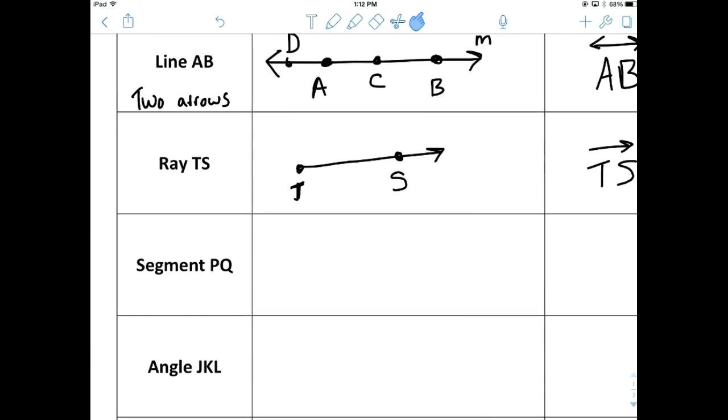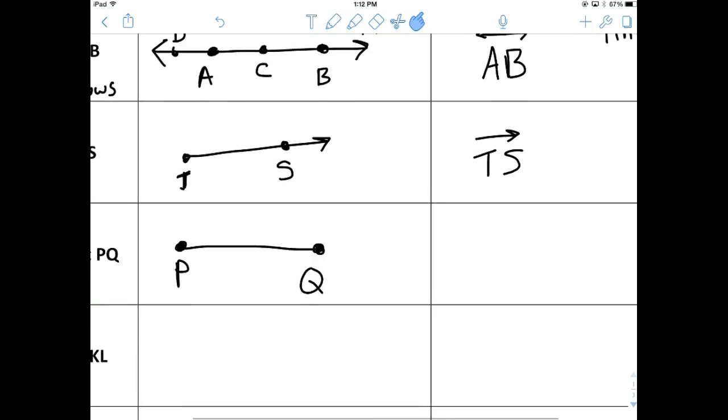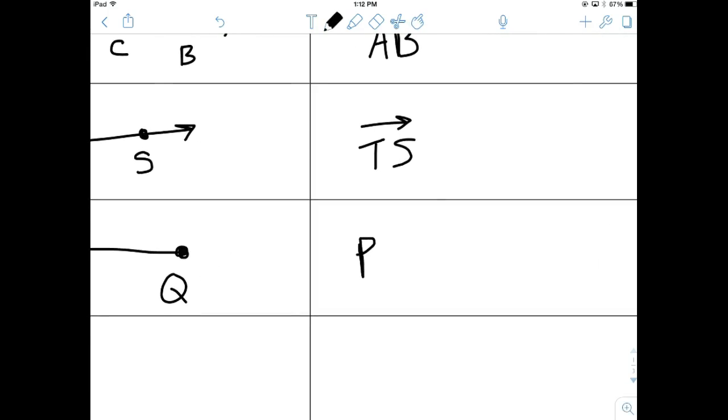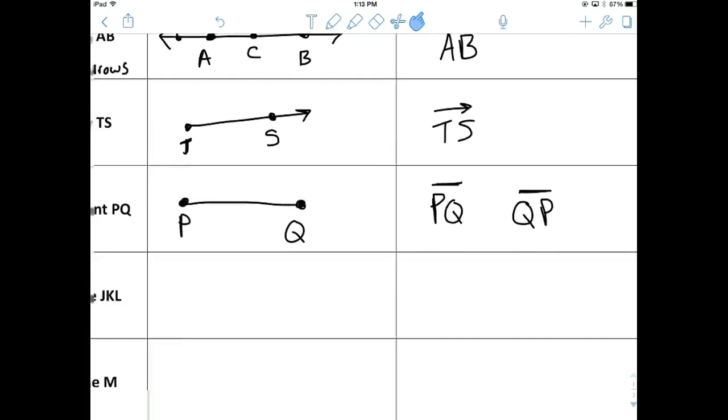A segment, a line segment, is just a part of a line. You've got P to Q. Do not extend that beyond those points. It should start and stop at P and Q. And the only way to name this one is using those 2 letters. Now you can name this PQ. And of course, if your picture has no arrows, the symbol above it has no arrows. The other way you can name this is QP. You can use either order there that you'd like.